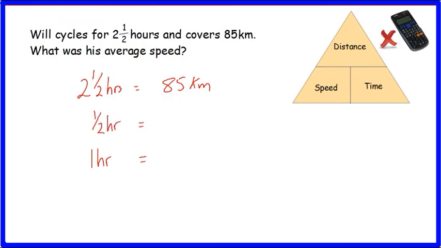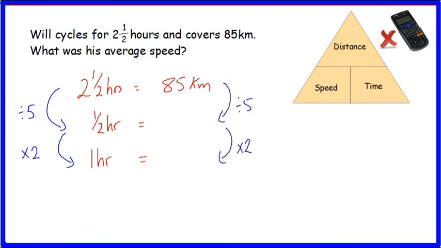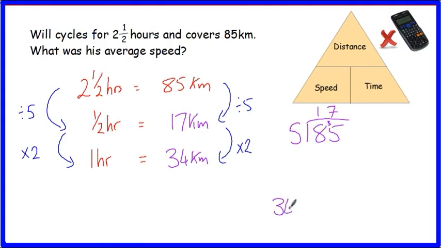I could, of course, do all this in minutes as well. And how many half hours are in 2.5 hours is 5, so divided by 5. And then when I get my half hour, I will multiply it by 2. So I'll do the same here. Divided by 5, multiplied by 2. So that's going to be 17 kilometers. And then multiply that by 2, I can do in my head, is 34 kilometers, which is 34 kilometers per hour.